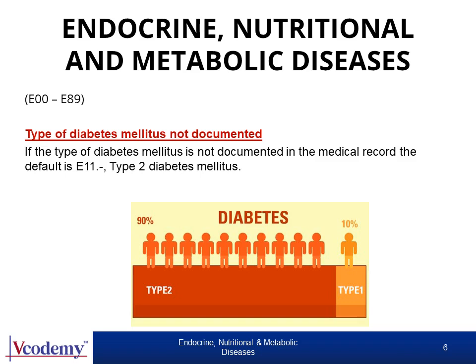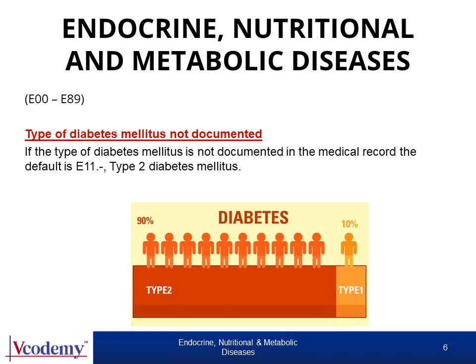This is an important guideline in this chapter. What will you do if the type of diabetes is not documented by the provider? If the type of diabetes mellitus is not documented in the medical record, the default is E11, type 2 diabetes mellitus. You assume it is type 2. If it is not documented, you assume it is E11. If it is documented, use that one.